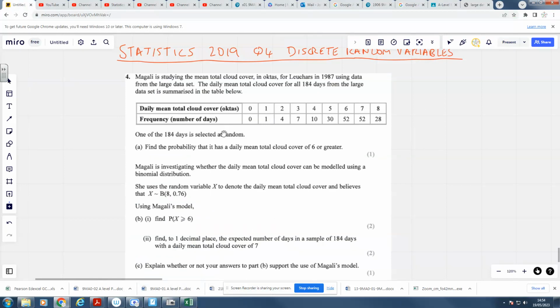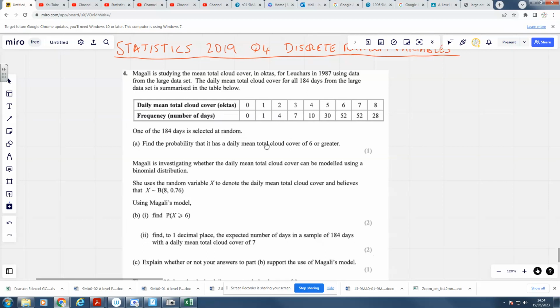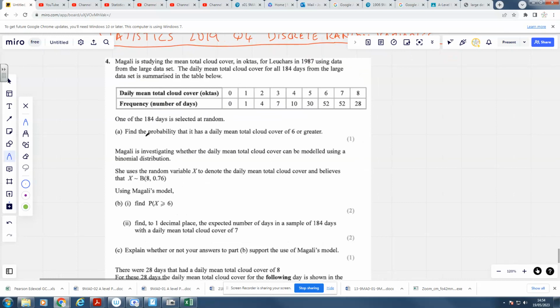We've got this situation. They've counted up the cloud cover for each day and put it in a frequency diagram. Find the probability, or estimate the probability, that a daily mean total cloud cover is 6 or greater. Oh, because they're selecting one of these 184 days, they're not predicting into the future.